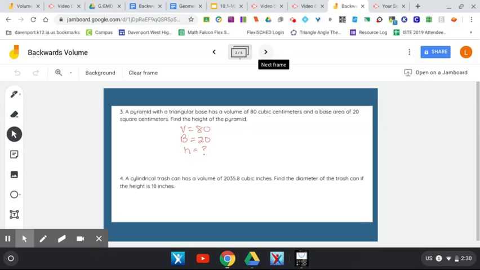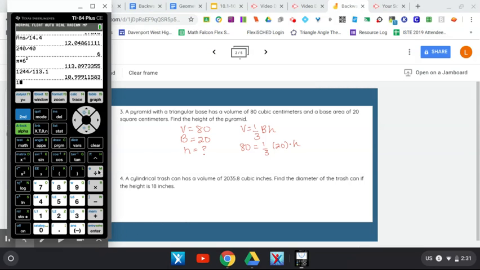Our volume formula for a pyramid is 1/3 area of the base times the height. We found the volume was 80. The base area is 20. Now we've got the height. So let's figure out what 1/3 times 20 is. You're probably going to get a decimal here. Sometimes you don't, sometimes you do. So we're going to go ahead and round that. Let's call that 6.7. Now we'll divide by 6.7 on both sides.